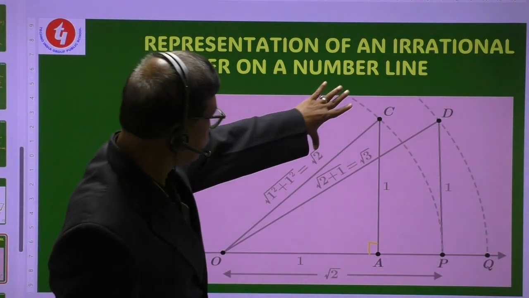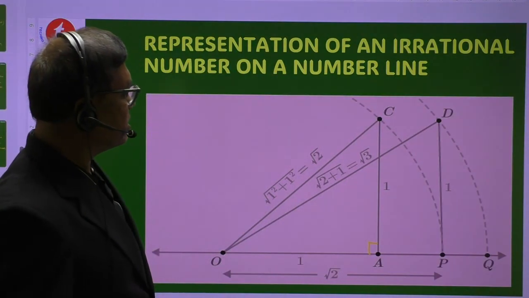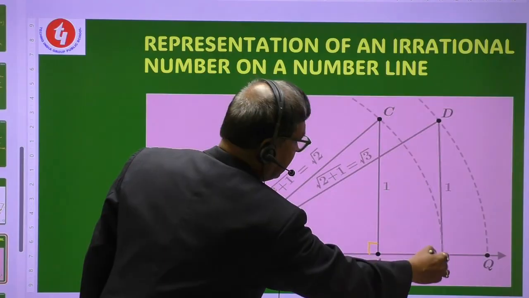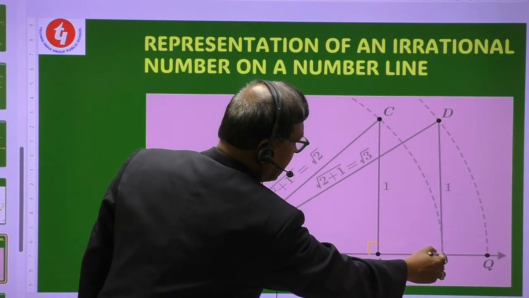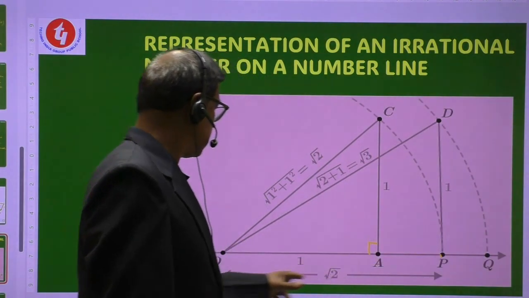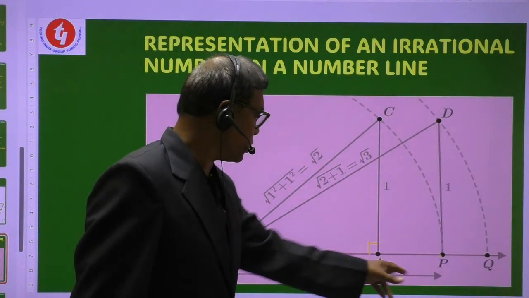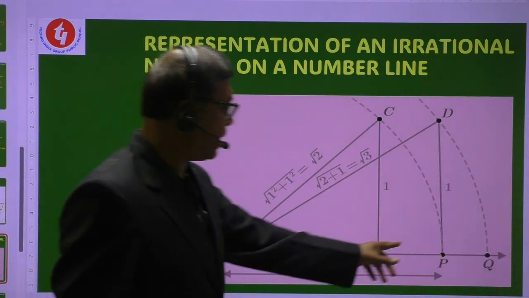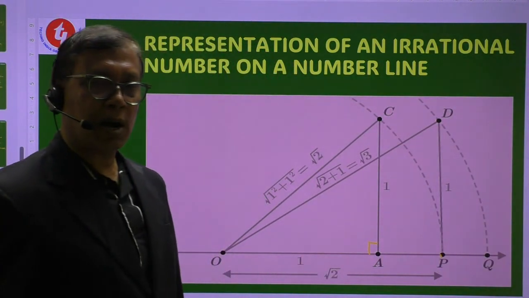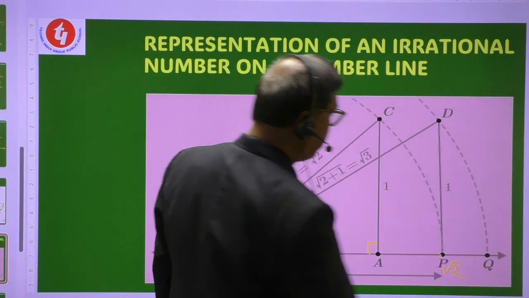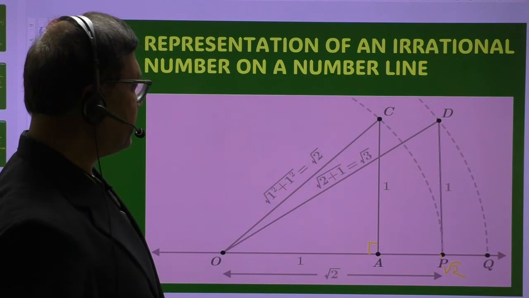Now taking OC as radius, if we draw a circular arc that will meet this number line at P, then OP, that is root 2. This length OP will represent root 2. So P point is the representation of root 2. Is it clear?